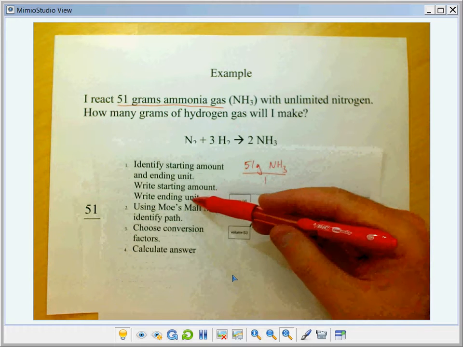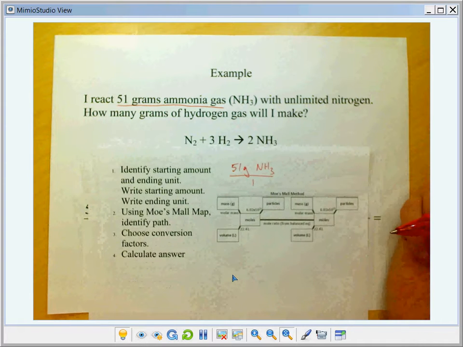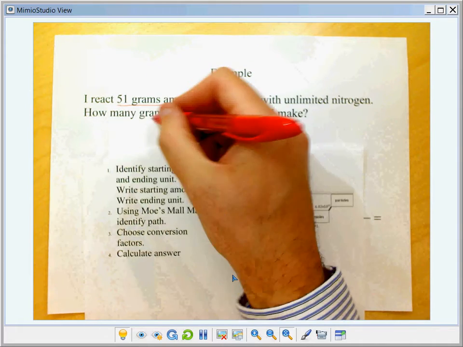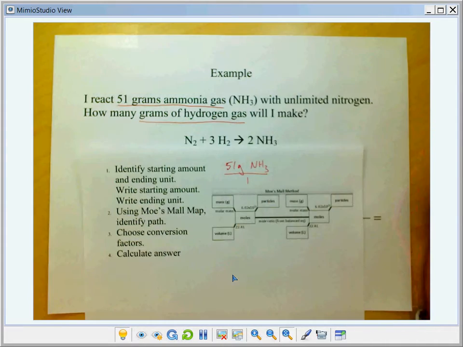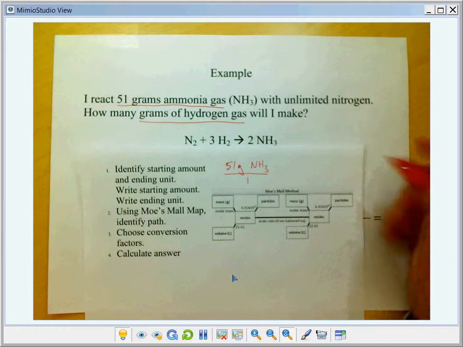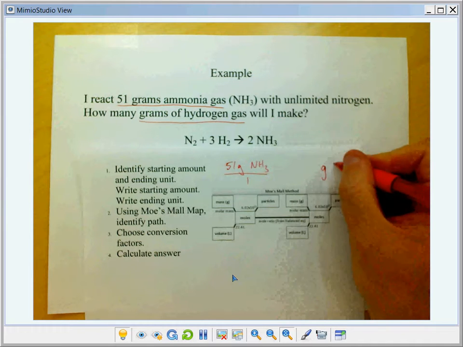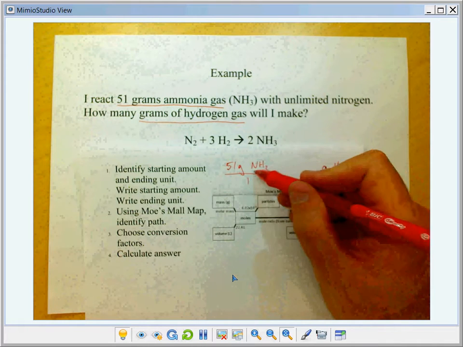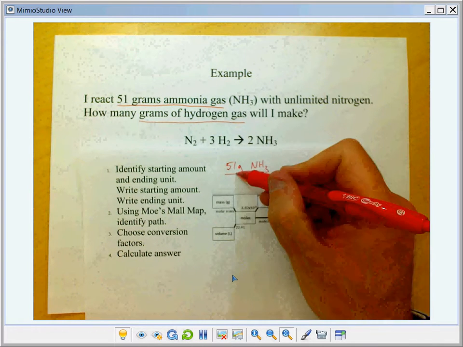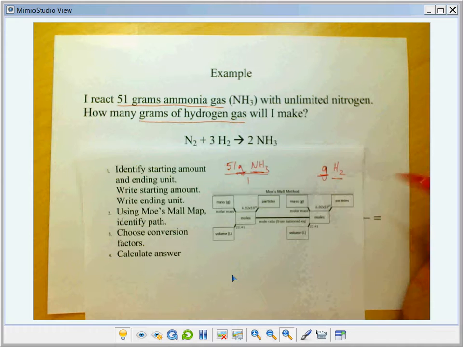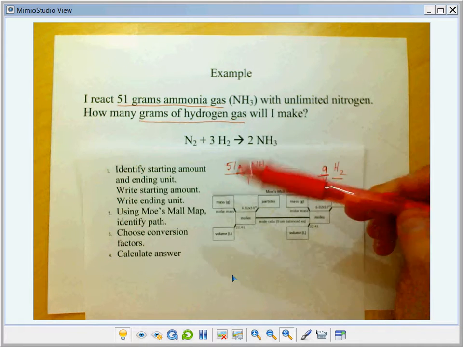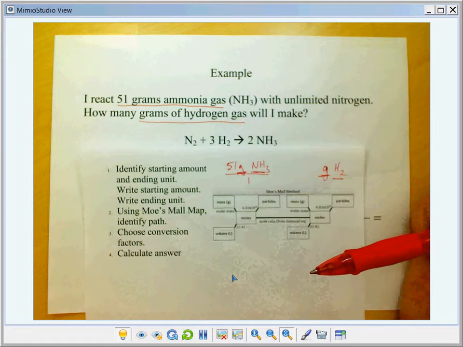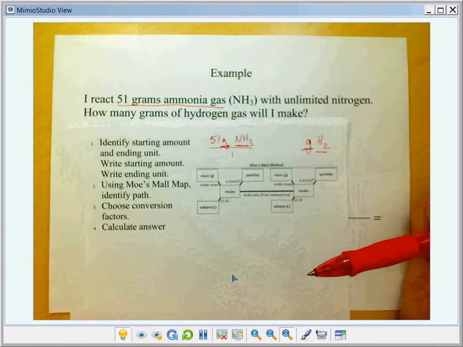We're also going to want to write our ending unit. What unit do we want to go to? In this case, the problem is asking us for grams. How many grams of hydrogen gas? So I underline that. You can't underline it, but you can write it. So grams of hydrogen gas. Notice that it's really important that you write the unit and the substance for each the starting and the ending amount. Okay, so I wrote both of them, and now I'm going to go to identify the path on Mohs-Moll.